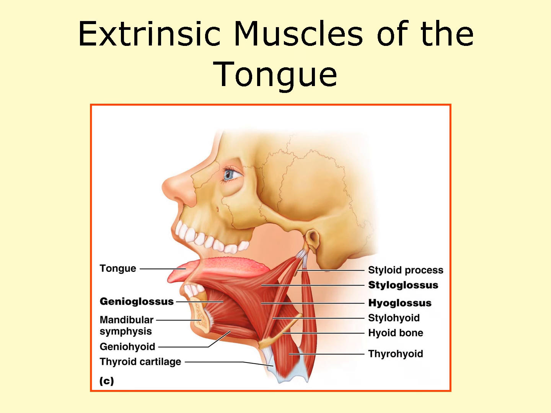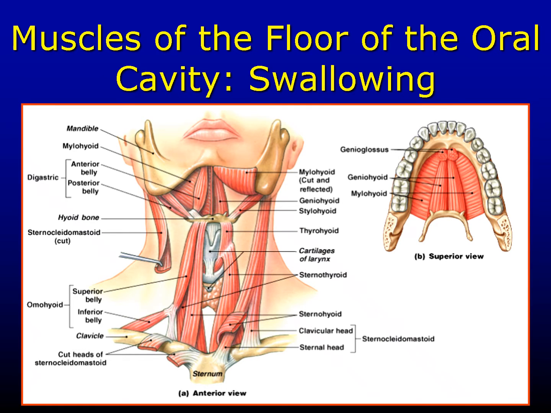The genioglossus then has its origin on the internal surface of the mandible and its insertion at the bottom of the tongue and body of the hyoid bone. It functions mainly to protrude the tongue, stick your tongue out. The hyoglossus runs from the hyoid bone to the tongue and depresses the tongue. The styloglossus has its origin on the styloid process of the temporal bone. It retracts the tongue.